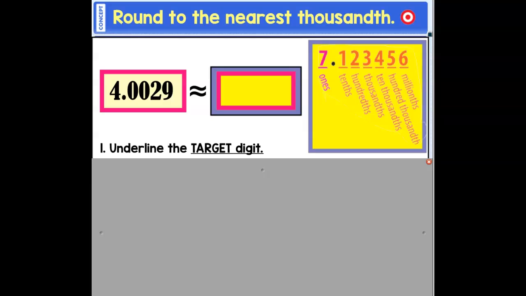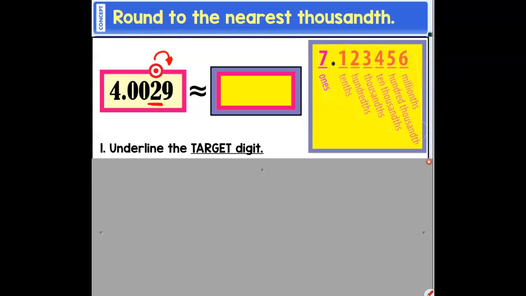Okay, so my first job, I'm going to the thousandths, not thousands, so tenths, hundredths, thousandths. My target place is where my digit 2 is. This is my thousandths place. But now I need to decide, am I going to stay at that 2 or am I going to round up to the next value?